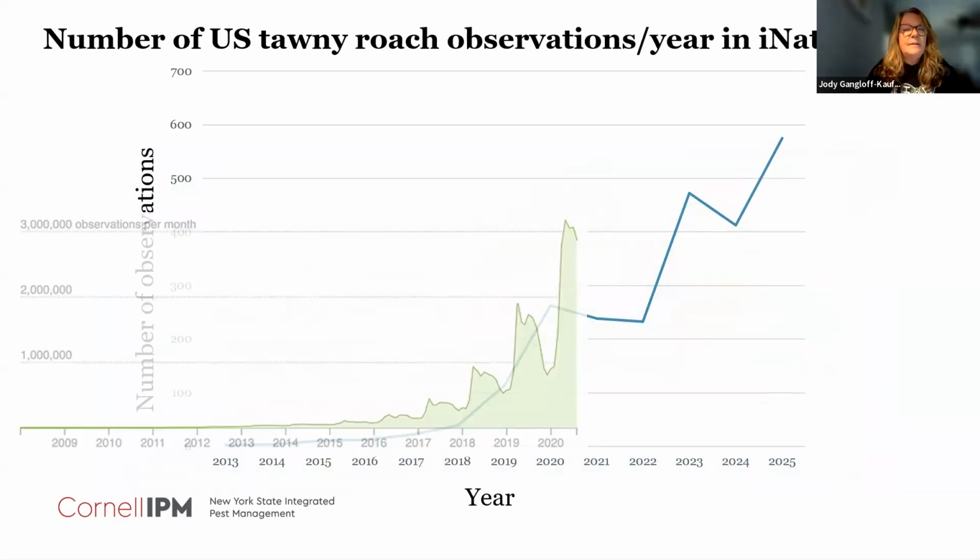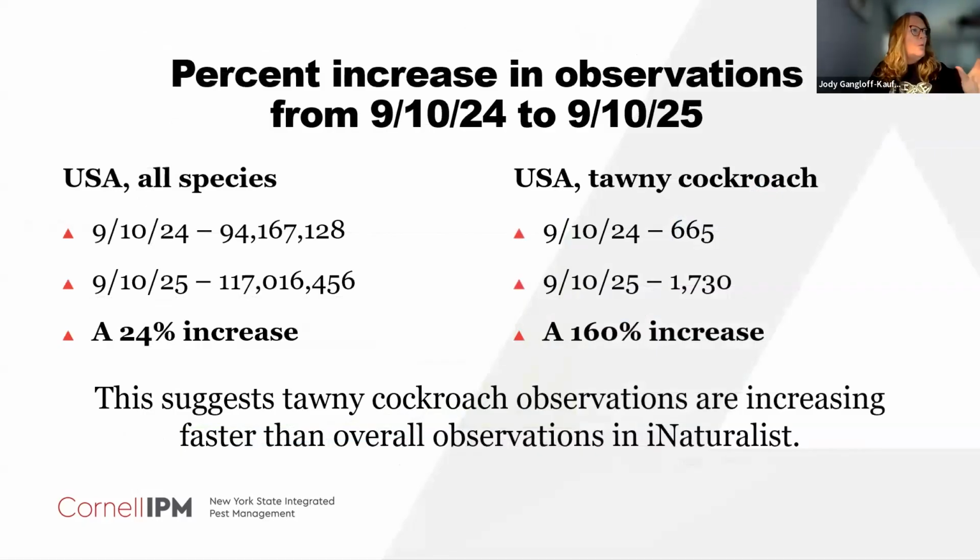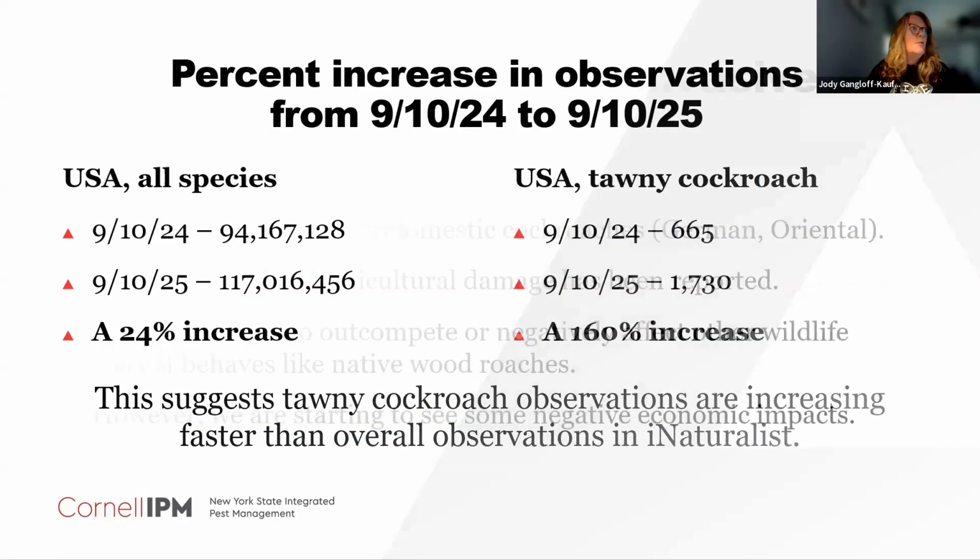There are hundreds of millions of iNaturalist users and observations every year. So I decided to compare a recent 1-year period of the observations of all species in the United States and see what the increase was from beginning to end of that year. It's a 24% increase, which represents more and more people contributing to iNaturalist. But if you look at just the tawny cockroach in the same time period, there's a 160% increase in the number of observations. This isn't terribly scientific, but it does suggest that tawny cockroach observations are increasing faster than the overall observations in iNaturalist. And I think that supports the idea that they're becoming more common.